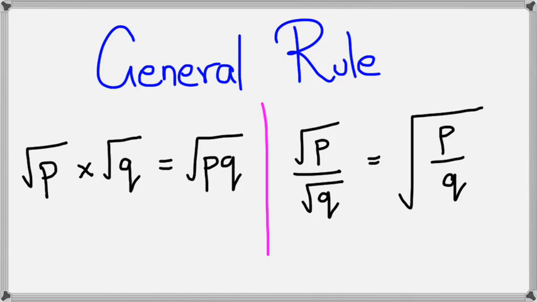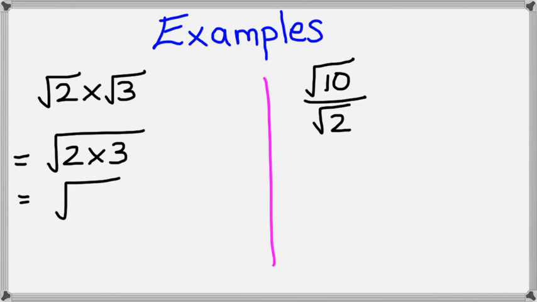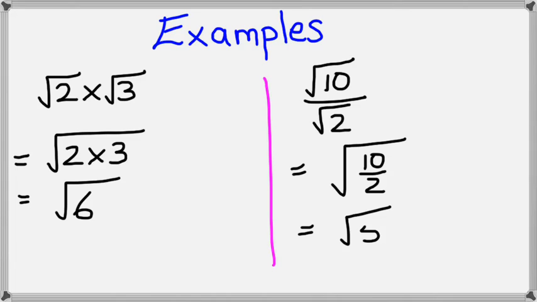Okay, moving on to some quick examples. So here we have two examples, square root of 2 times square root of 3, and square root of 10 divided by square root of 2. The first one I'm going to do is the one on the left hand side. This is nice and simple. Square root of 2 times 3 is 6, so this one would be square root of 6. And then on the right hand side, you've got square root of 10 divided by 2, which equals square root of 5. And we're done with these examples.